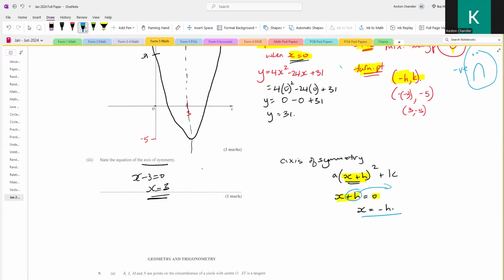And this is what you're going to get. X is equal to something. Always x is equal to something, because it's going to be a vertical line coming down through that number that x is equal to. Okay? Everybody good with that?